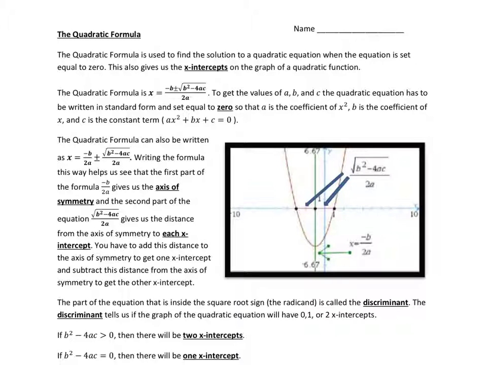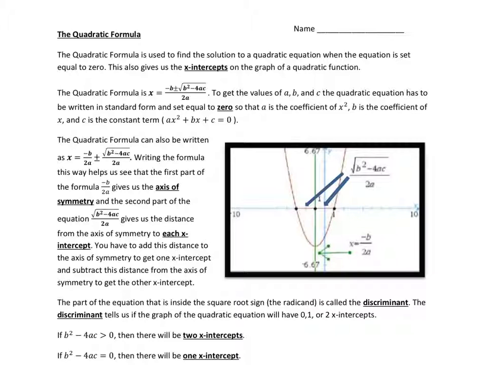The quadratic formula can also be written as x equals negative b over 2a plus or minus the square root of b squared minus 4ac over 2a. Writing the formula this way helps us see that the first part of the formula, the negative b over 2a, gives us the axis of symmetry. And the second part of the equation, the square root of b squared minus 4ac all over 2a, gives us the distance from the axis of symmetry to each x-intercept.